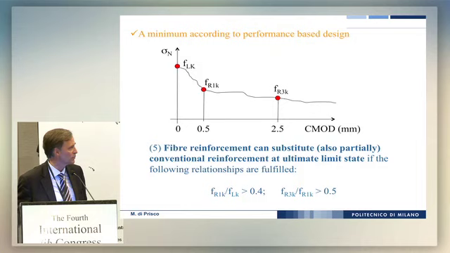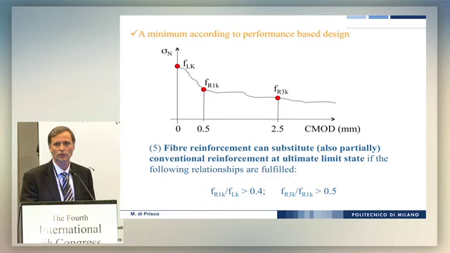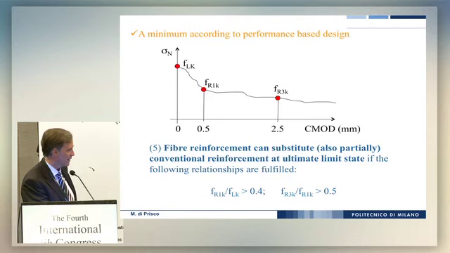It's not enough to have some toughness, it's also very important to define a minimum performance, and the minimum performance can be fixed according to a performance-based approach. That means that we measure the ratio between the serviceability and the limit of proportionality, so the peak if you have a softening behavior, otherwise something which is related to the crack opening fixed value.